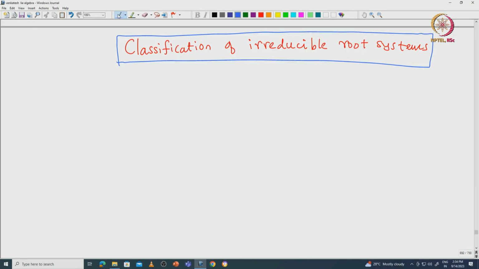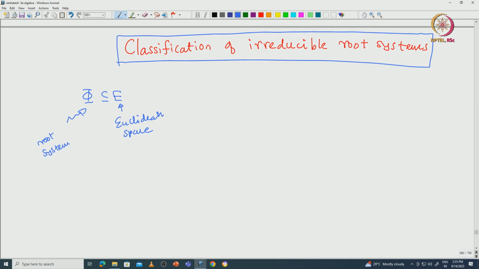Welcome back everyone. In this lecture we will classify all the irreducible root systems using the respective Dynkin diagrams. So let us start. Let us fix some notations before actually proceeding further. Let us take phi to be a root system sitting inside the Euclidean space capital E. So this is the Euclidean space, and phi is the root system.